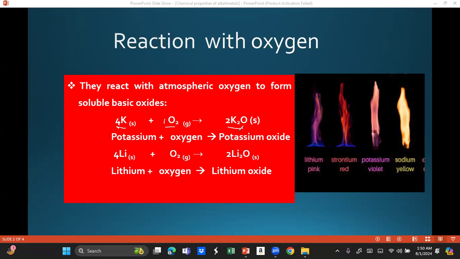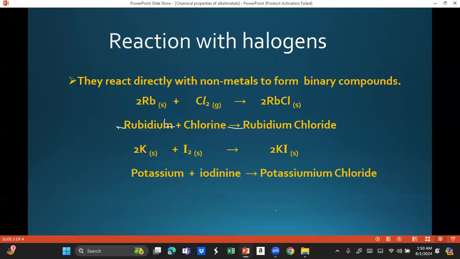Hope you understand. So metals are all solids. Oxygen is a gas, and metal oxides are solids as well. Hope you understand. Now, the reaction of group 1 metals with halogens. What are halogens? Halogens are group 7 elements.